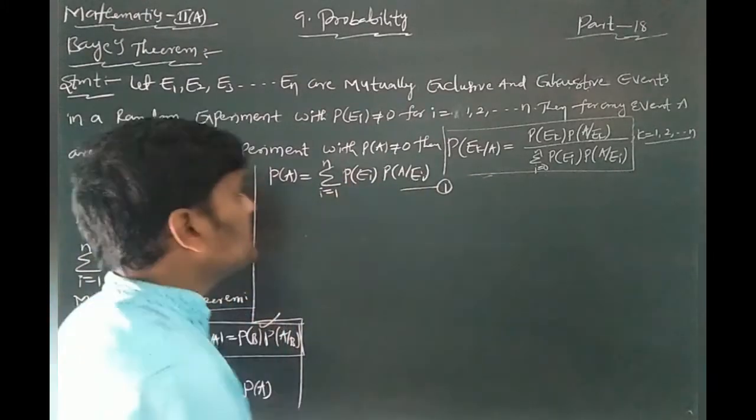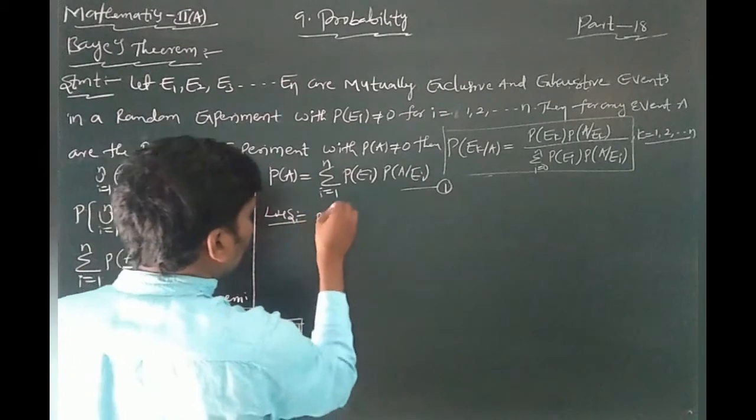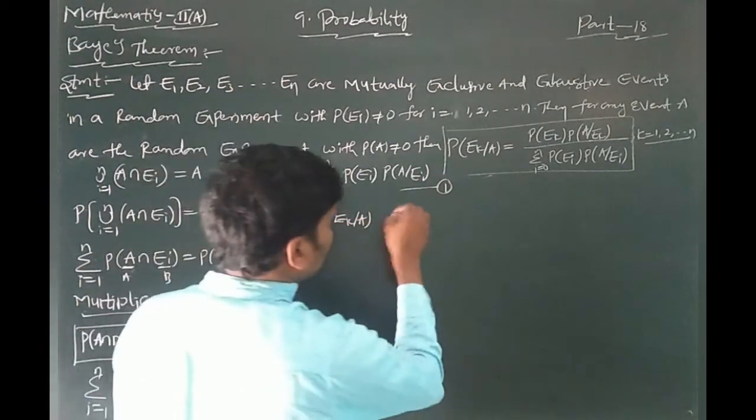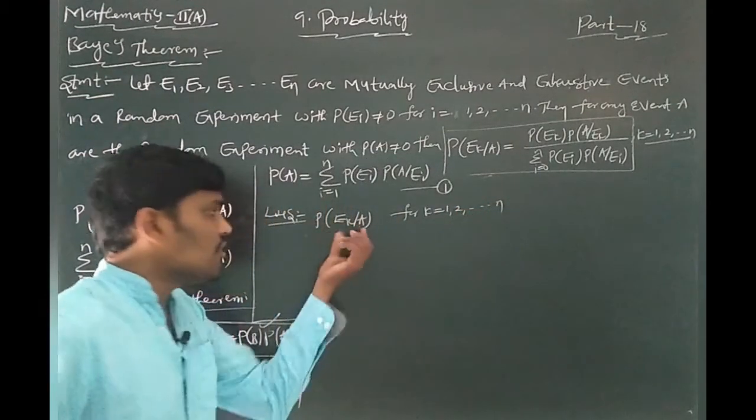After that, you take the LHS part of the formula. What is that LHS part? P of E_K by A. Here, what is the value of K? K is 1, 2, 3, and so on. P of E_K by A.